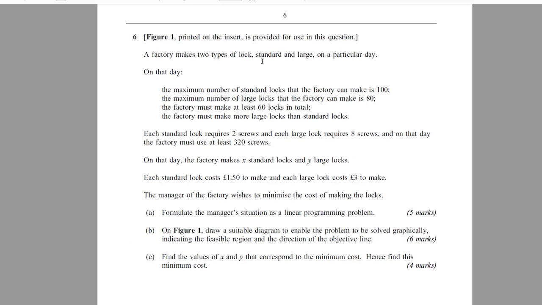In question 6, we're told a factory makes two types of lock, standard and large, on a particular day. We're given various constraints about the number of locks that can be made, and some decision variables that say the factory makes X standard locks and Y large locks. We're also given some information about the cost to make each lock, and the manager of the factory wishes to minimize the cost of making the locks. In part A, we're told to formulate the manager's situation as a linear programming problem.